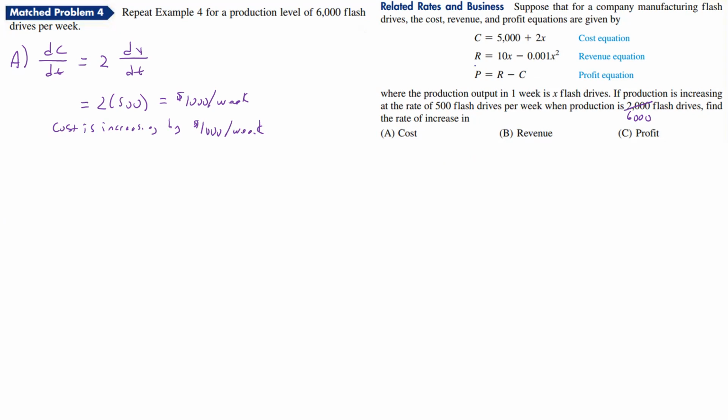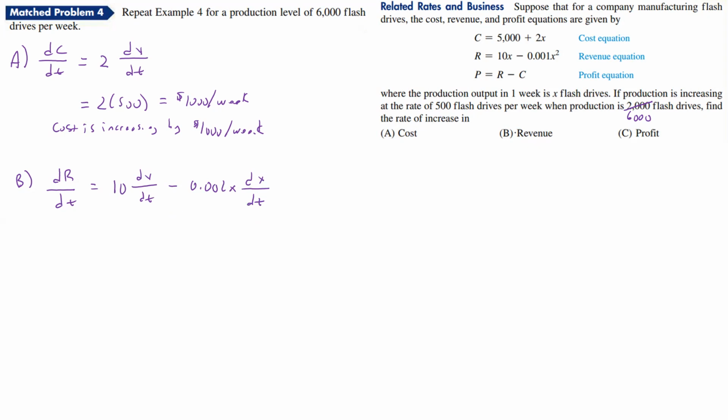Now we want to do revenue. So we're going to do the same thing, except now we're going to do it with the revenue equation. Well, how's that going to work? Well, that's just going to give us dR/dt. So we know we're solving for that side. So the other side is going to be easy. We just have to take the derivative, and that's going to be 10 dx/dt, and then minus, and then we'll bring that 2 down. So it's going to be 0.002x dx/dt.